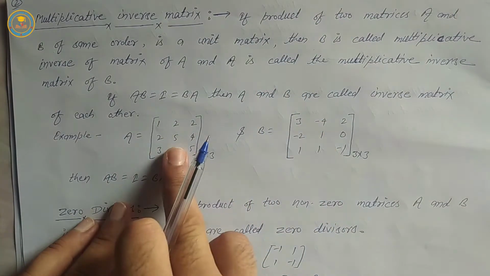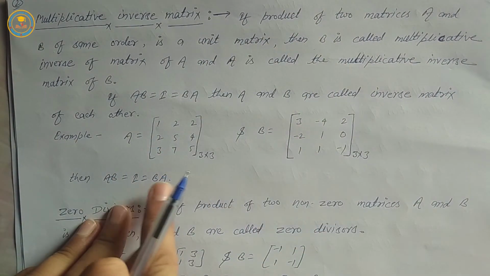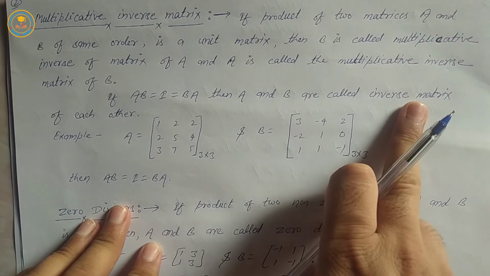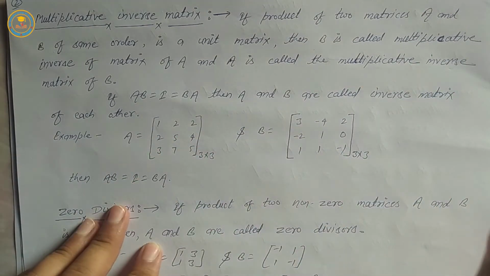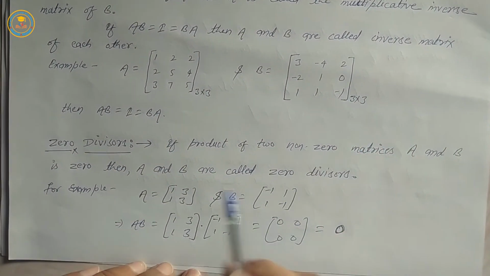If the product of A and B is equal to the unit matrix, AB equals I, and B equals I, it means A and B are called inverse matrices of each other. Okay. Next topic, zero divisor.